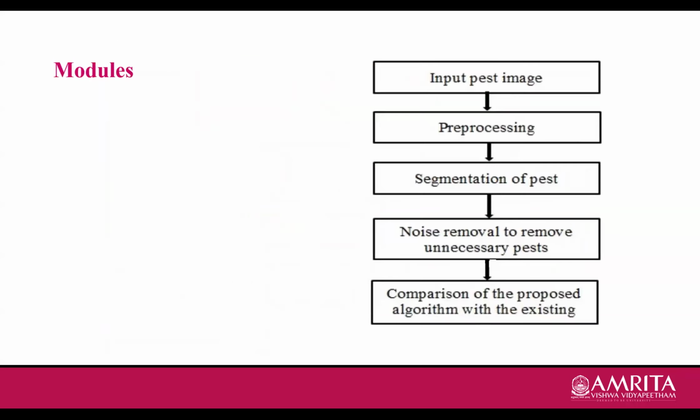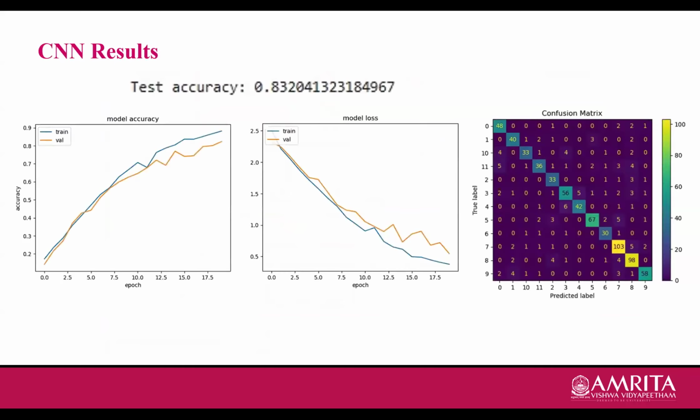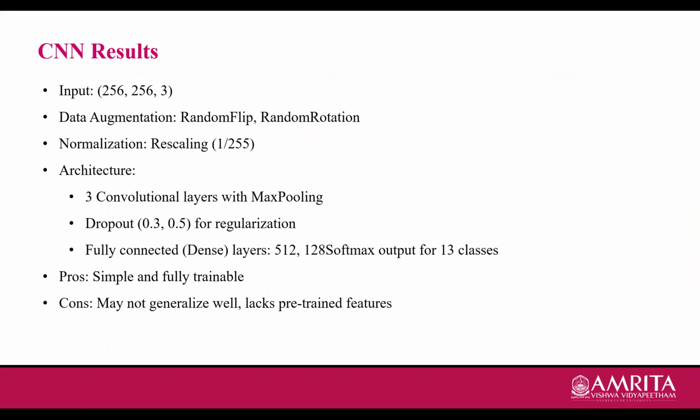Model selection. We began with a simple convolutional neural network. It helped us understand feature extraction and gave us decent results, but it lacked generalization for complex pest patterns. And this is the accuracy, as you can see here, model loss, model accuracy, and this is the confusion matrix. These are the hyperparameters which we have used.